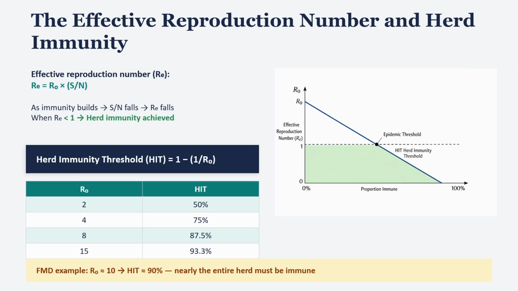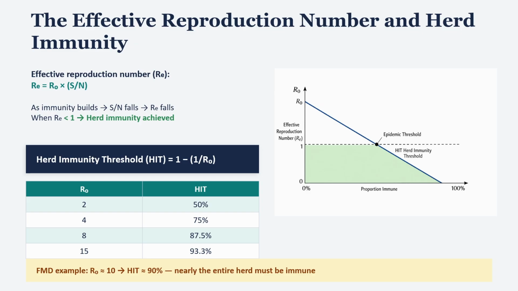R0 describes transmission dynamics in a completely susceptible population, but real populations are rarely completely susceptible. Some animals have recovered from infection and are immune, some are vaccinated. As immunity builds, the effective reproduction number RE falls. RE equals R0 multiplied by the proportion of the population still susceptible.